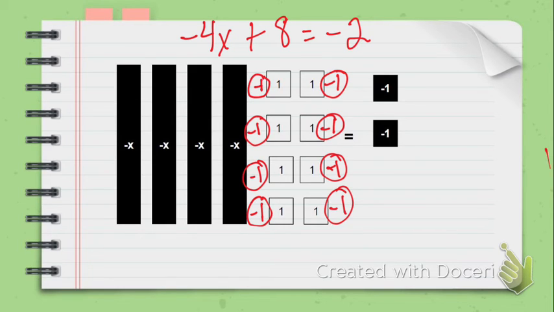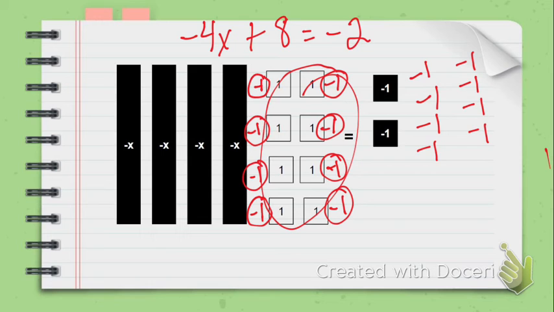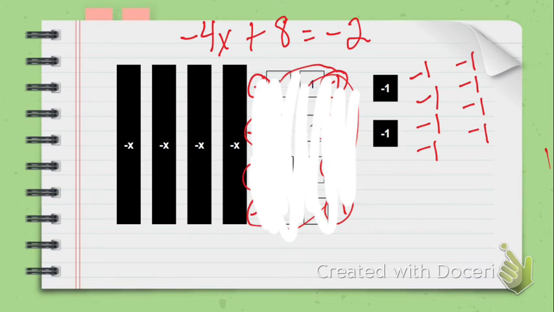Now, whatever I do to one side, I will do to the other. So if I have 8 negatives, I'm going to add 8 negatives over here. 1, 2, 3, 4, 5, 6, 7, 8. Okay, all of these are 0 pairs. They are going to go away. Okay, they are going to go away right there.